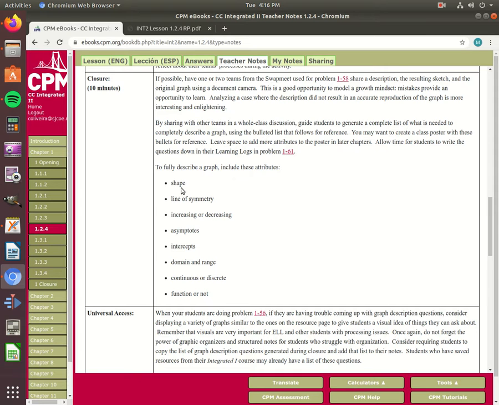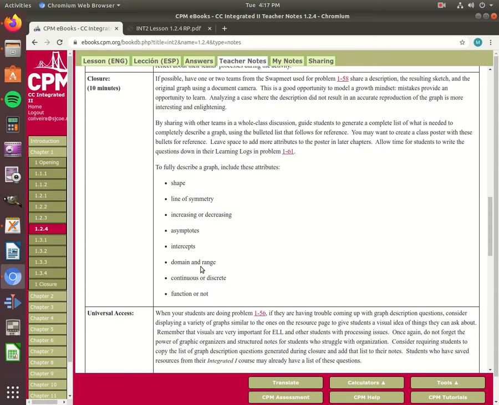What shape is it? Does it have a line of symmetry? Is it increasing or decreasing? Is there an asymptote? An asymptote means it gets closer to something and never quite touches it, like exponential decrease, or increase actually, to the left. Are there intercepts, x and y intercepts? What's the domain and what's the range?